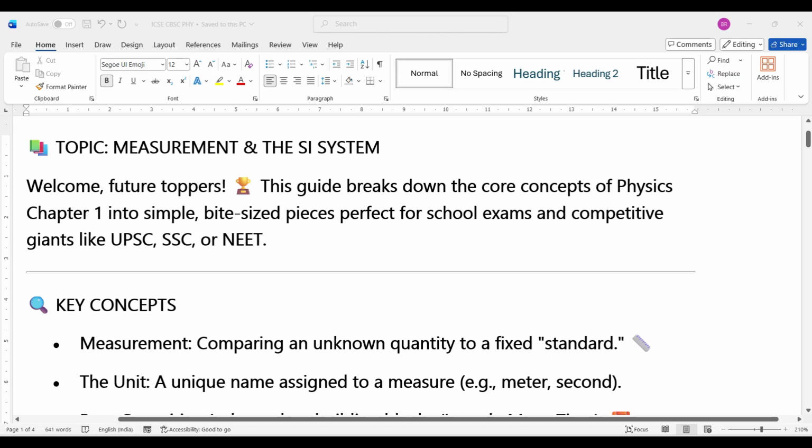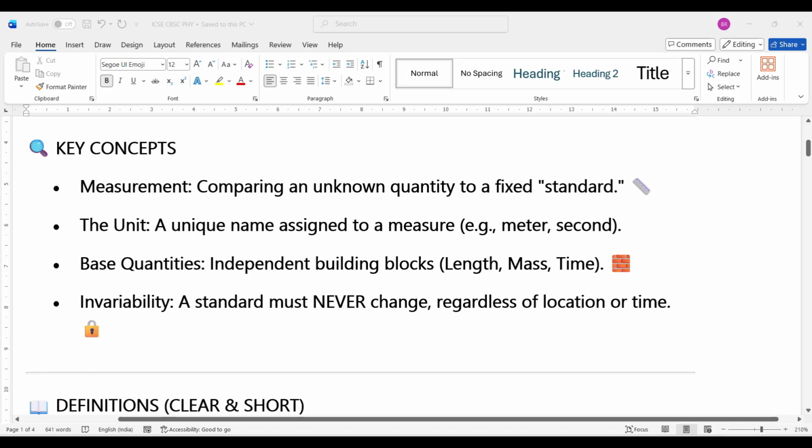Key concepts: measurement, comparing an unknown quantity to a fixed standard. The unit, a unique name assigned to measure. Example, meter, second. Base quantity, independent building blocks: length, mass, time. Invariability, a standard must never change regardless of location or time.